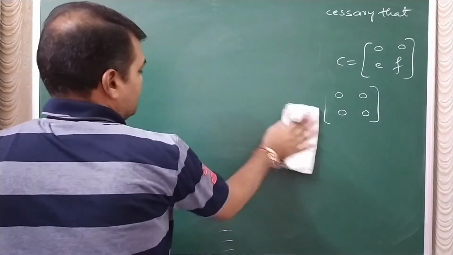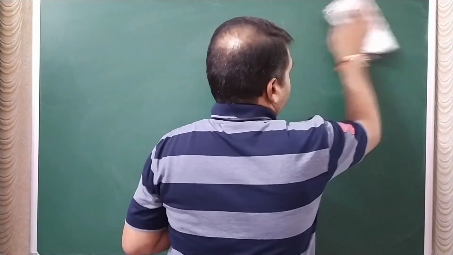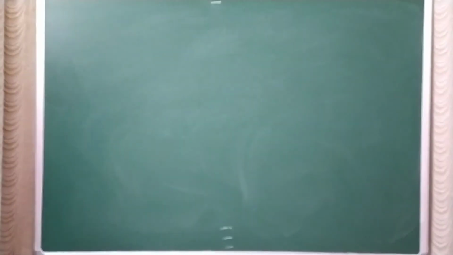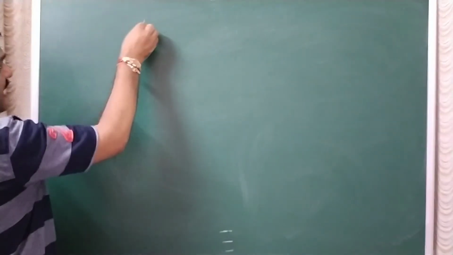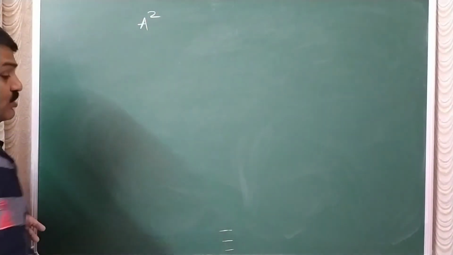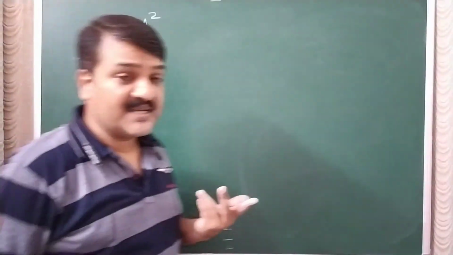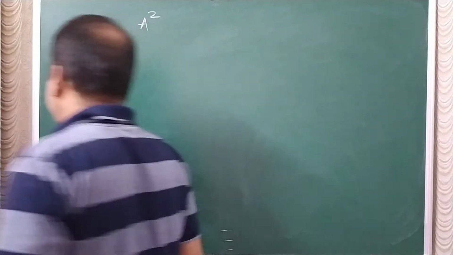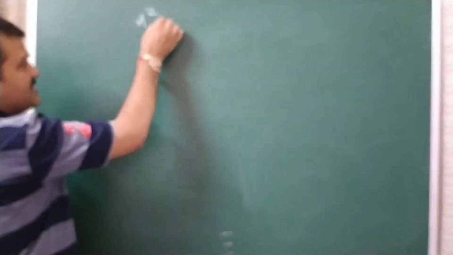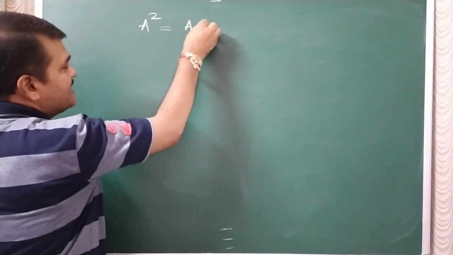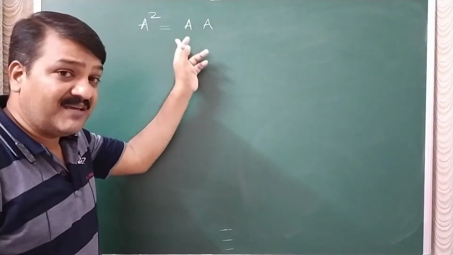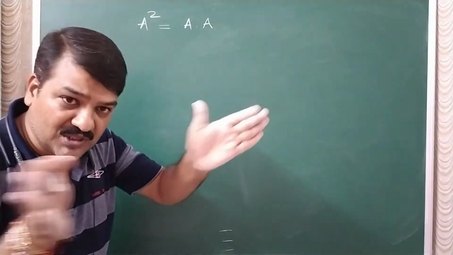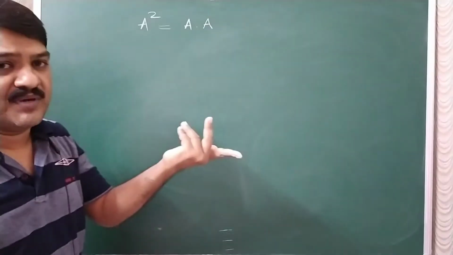Next. In matrices, for example, a matrix is given, and they are asking you to find A square. Directly you cannot square a matrix. So in matrices, when you need A square, simply you have to write this as A into A. You have to multiply matrix A with matrix A. Again, you have to do the multiplication practically. Directly you cannot get the square.